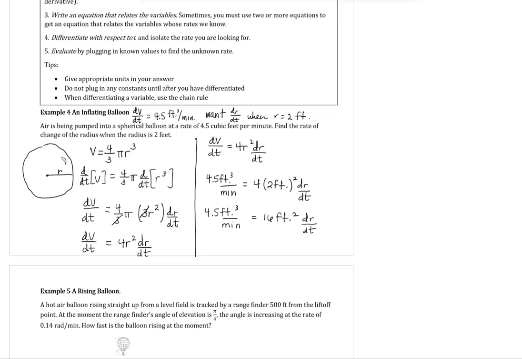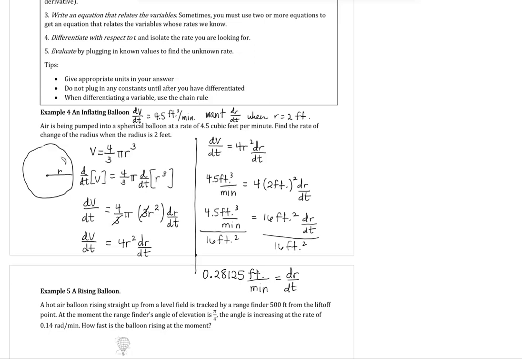And then to solve for dr/dt, I need to divide both sides of this equation by 16 feet squared. That leaves us with, I'm not rounding, 0.28125. Let's take a quick look at what units we're left with. We had 4.5 feet cubed divided by feet squared. Two of those feet squared will cancel, a foot and a foot, and just leave us with a foot. And then we still have the per minute. And this is our final answer for dr/dt.